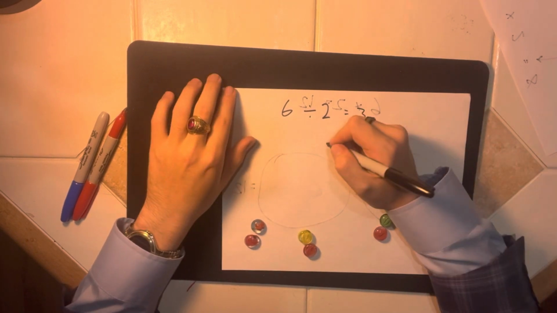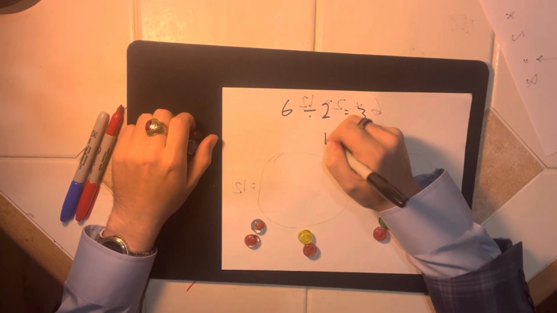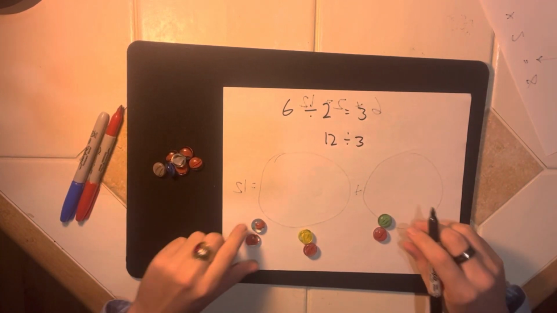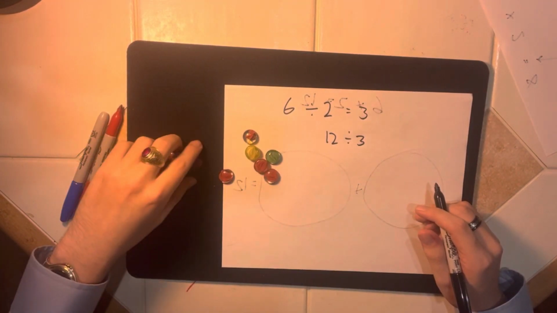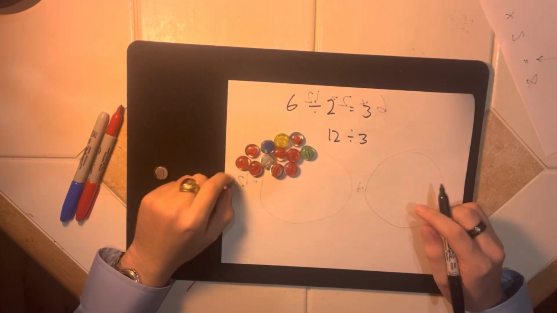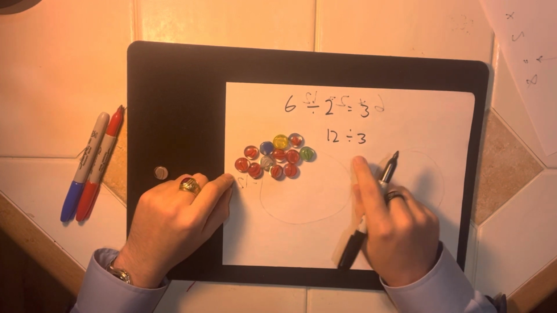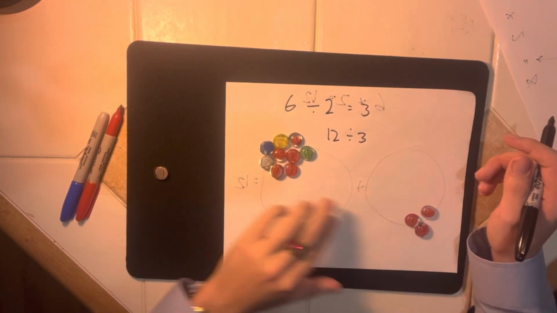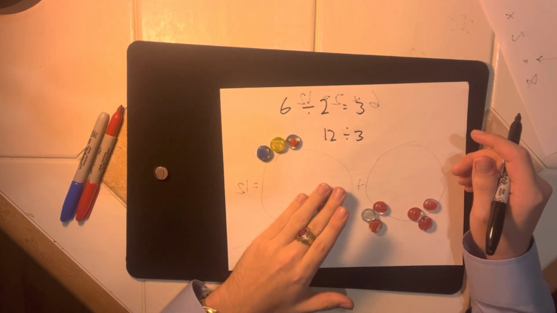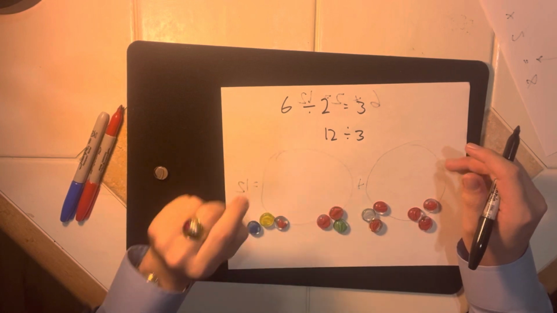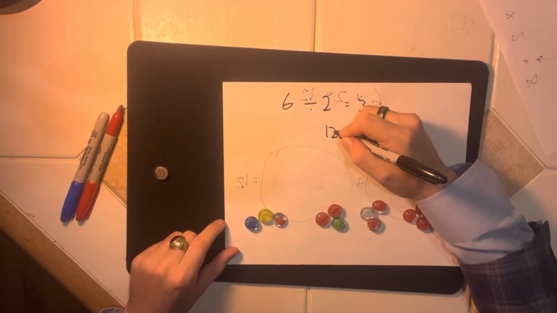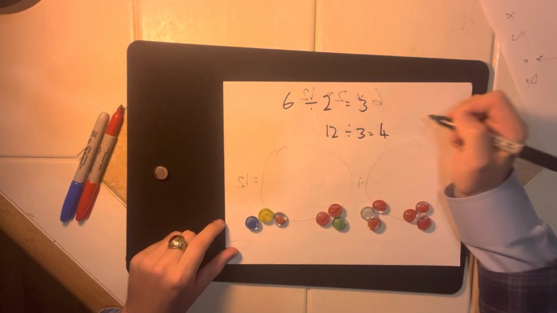Now let's try and do 12 divided by 3. So let's have 1, 2, 4, 6, 8, 10, 12. So we have 12 in total. We're going to divide that by 3. Okay, we're going to take 1 group of 3, and we're going to take another group of 3. We're going to take another group of 3, another group of 3, until we have nothing left. And how many groups do we have? 1, 2, 3, 4. 12 divided by 3 is 4.